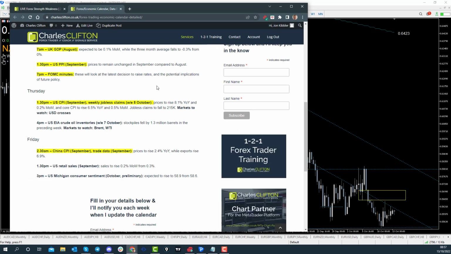We can see that at 1:30 p.m. today we have US CPI data, and a little bit later in the day we have some crude oil inventories. Okay, so big data coming out today from the US.